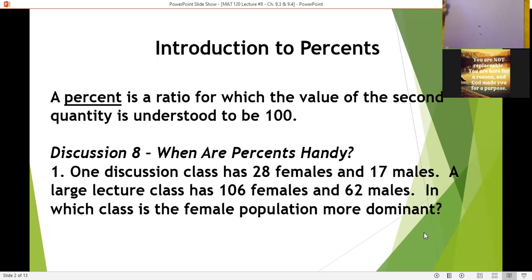if we have 28 females in group 1, where we have 28 females and 17 males, and then over here in the large lecture class, we'll call that group 2, we have 106 females, and we have 62 males. The question is, in which class is the female population more dominant?